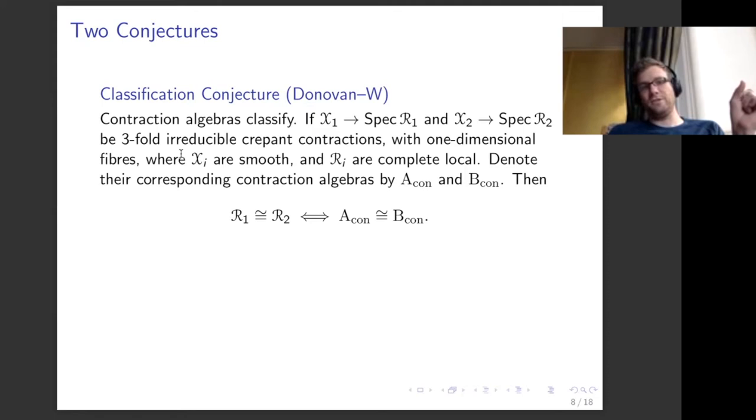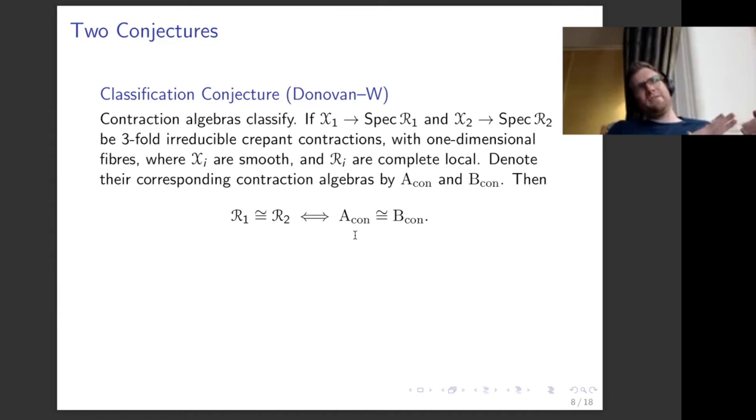And of course, they have to be somehow the same setup, right? So they both have to be smooth. They both have to have one curve above the origin. They're both suitably local. And they have contraction algebras, A and B. So you have a contraction algebra associated to the first, which is A con, and a contraction algebra associated to the second, B con. Then the two base rings are isomorphic as rings, so these flopping contractions somehow are the same, or as the same as they can be, if and only if these two algebras are isomorphic. And so if you parse through why that's a simplification, well, in the case of flops, these objects are finite dimensional algebras.